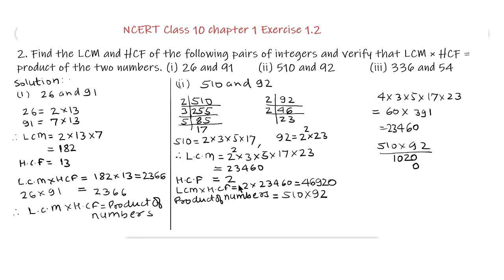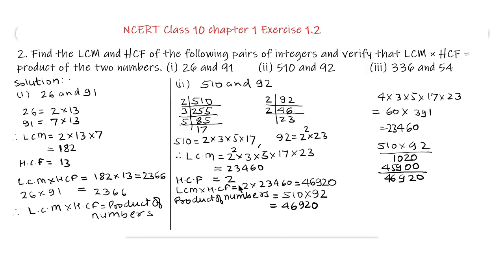Now we multiply by 9. 9 times 0 is 0. 9 times 1 is 9. 9 times 5 is 45. 0, 2, 9, 6, 4 equal to 46,920.